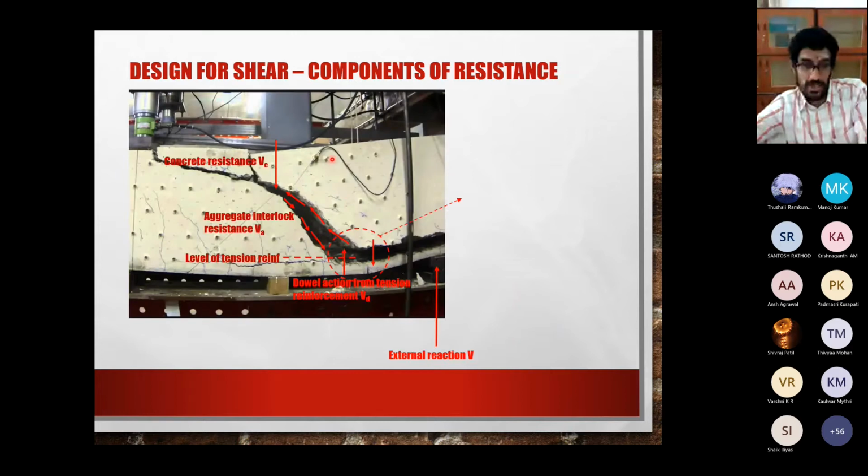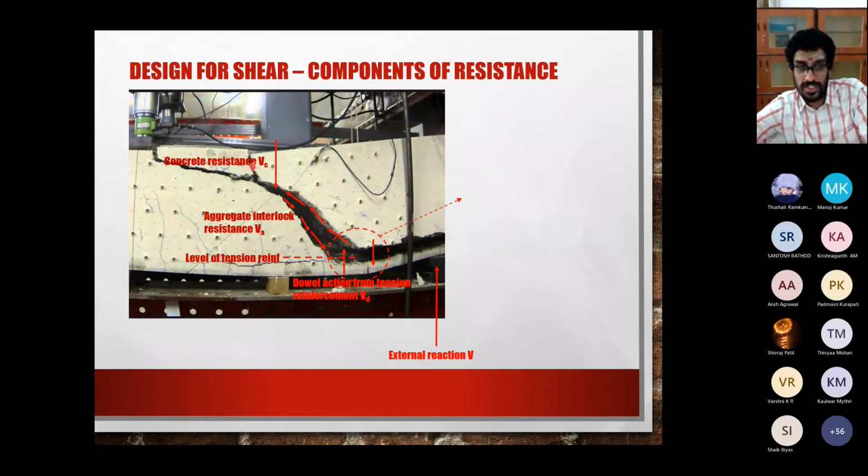So when we design for shear, how does the beam resist shear stress? Okay, so this is a broken beam. You can see the angle of this crack. It is inclined. Okay, so you can judge that it is a shear crack. Okay, you can judge that.